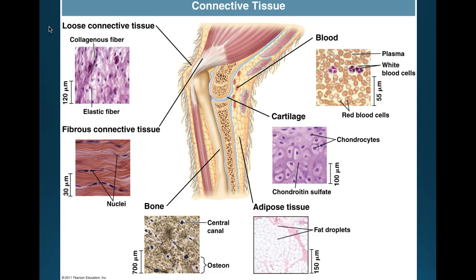Collagenous fibers. This is the type of tissue that holds skin to the organs. It holds organs in place, so it provides support that way. Fibrous connective tissues: two examples are tendons and ligaments. Tendons are the type of tissue that holds muscles to bone, and ligaments, still being fibrous connective tissue, hold two bones together. Again, both examples of connective tissue.